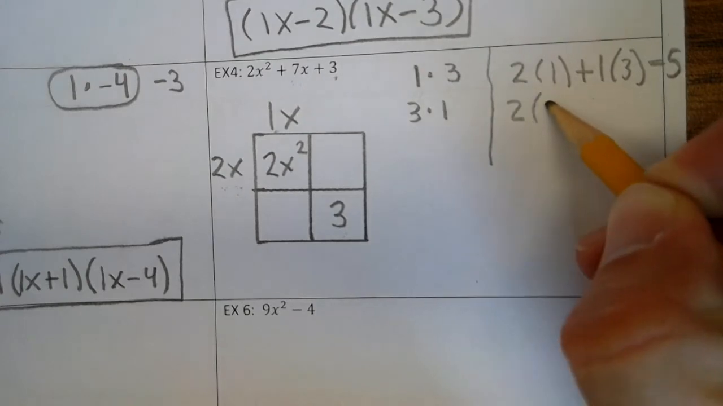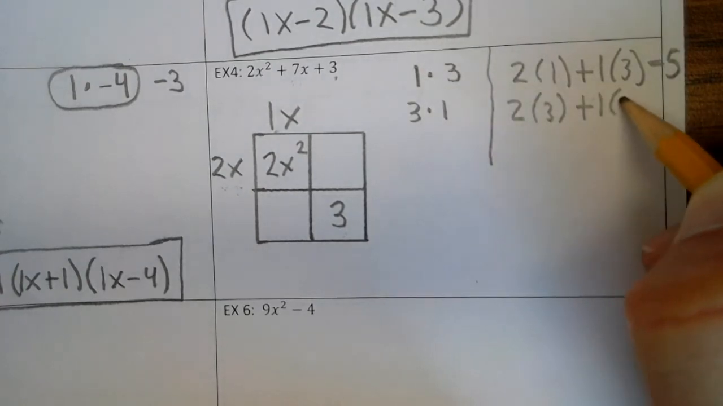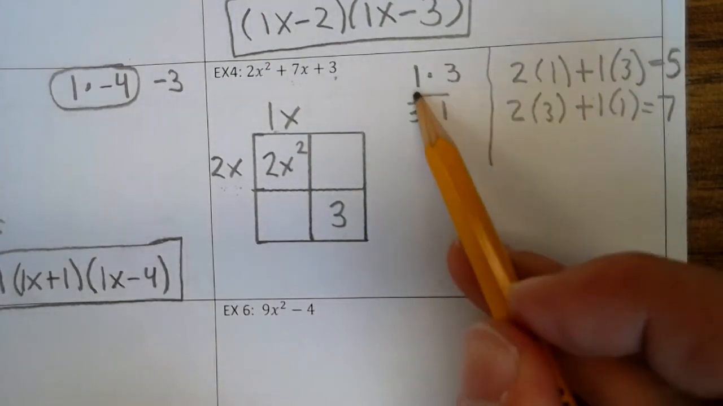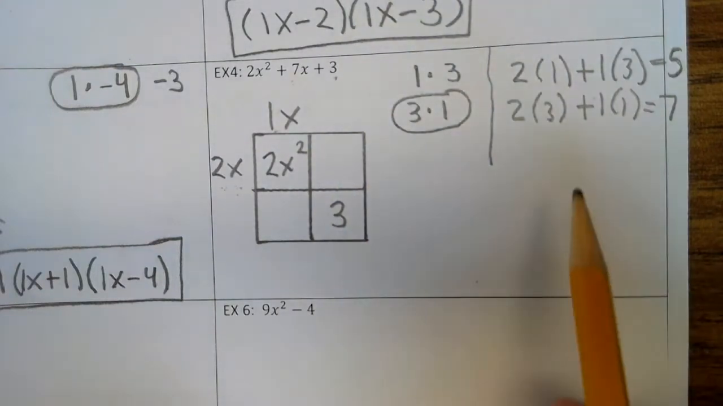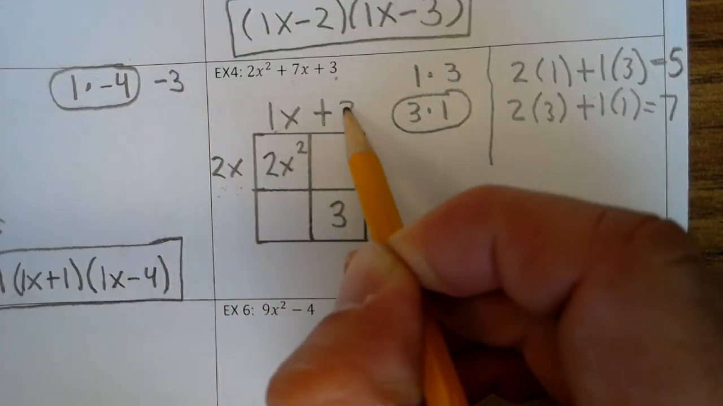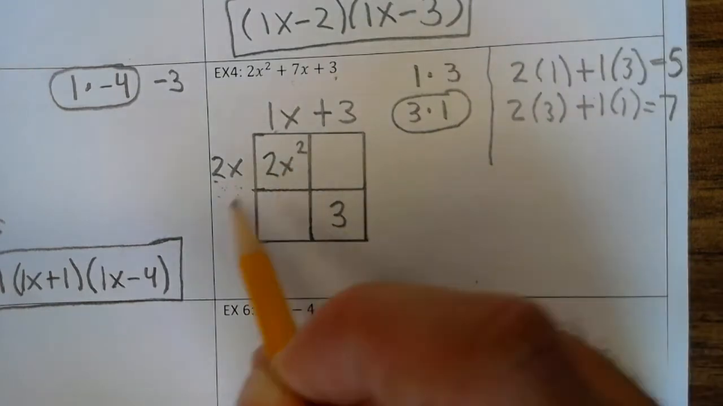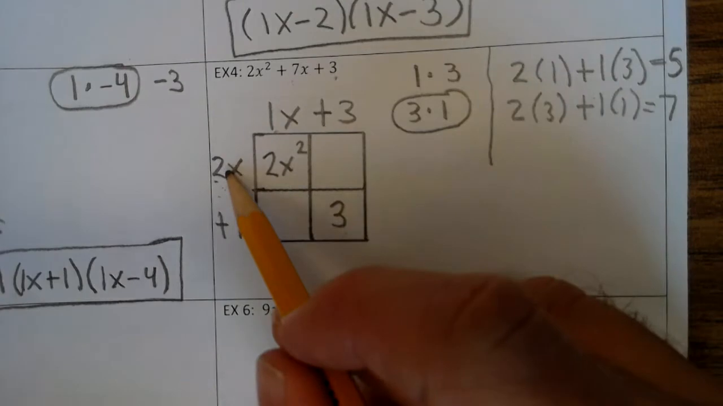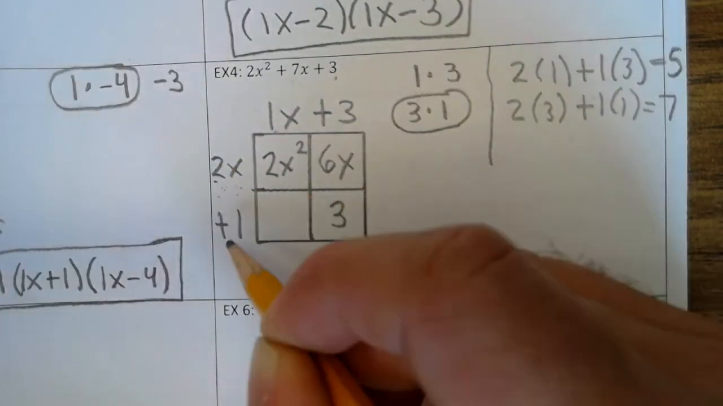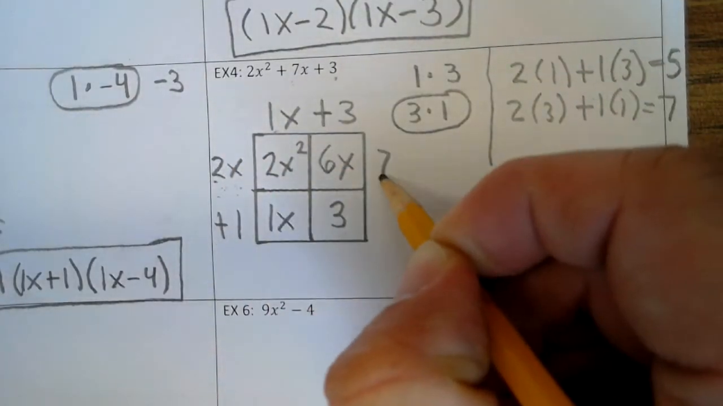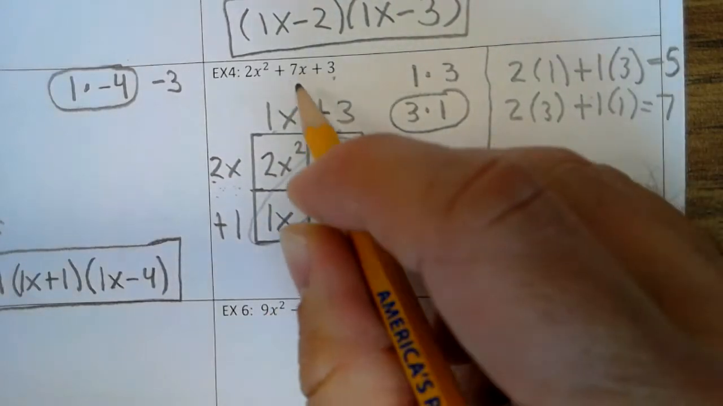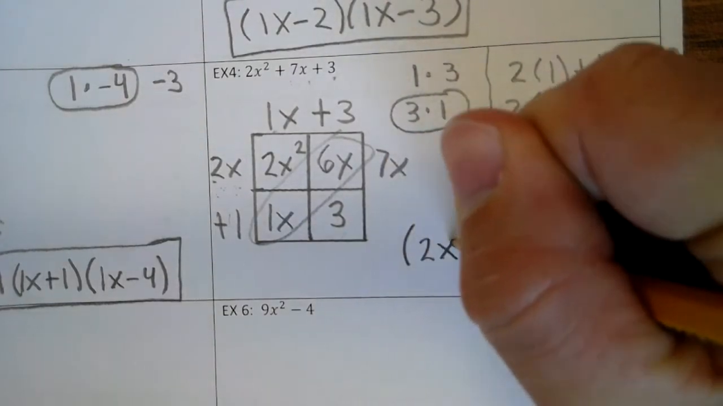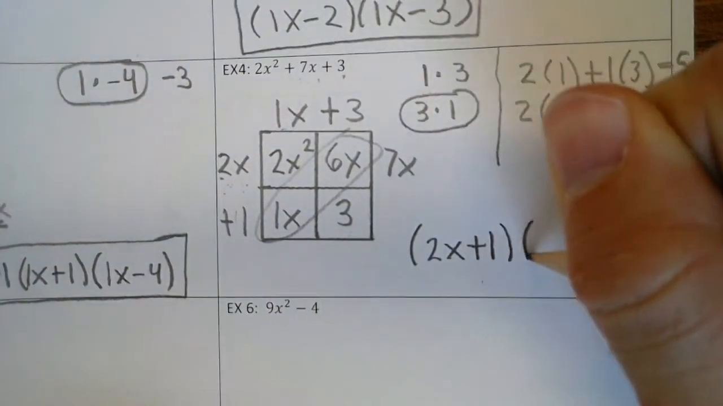So 2 times 3 plus 1 times 1. Well, that's 6 plus 1 is 7. So our combination is 3 and 1. So now the 3 has to go with the 2. So the plus 3 is here, has to go with the 2. And the 1 has to go with the 1. And then you always multiply and check. So 2x times 3 is 6x. 1 times 1x is 1x. They combine to be 7x, which is our middle term. So we have our factors. So that's 2x plus 1 times 1x plus 3.